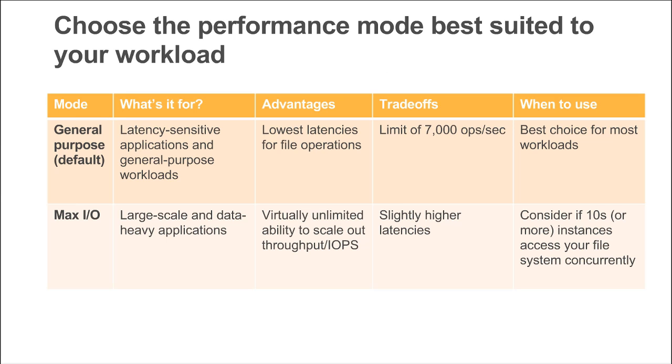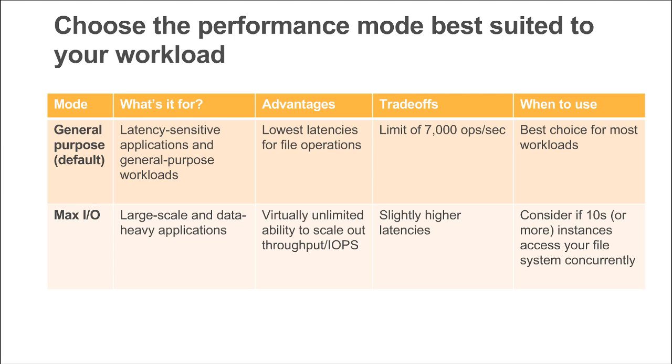To support this broad spectrum of workloads, EFS offers two different performance modes. The first is what we call general purpose mode, which is the default mode, and most customers are best served by it. It's optimized for applications that are latency sensitive or just general purpose types of workloads, and it provides the lowest possible latencies for file operations. The major trade-off for general purpose mode compared to max IO mode is a limit of 7,000 operations per second, which for most workloads is not a constraint.